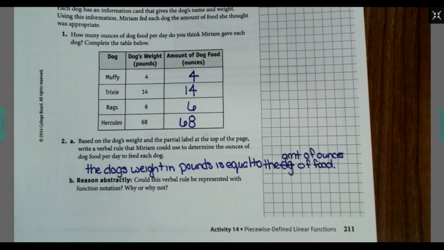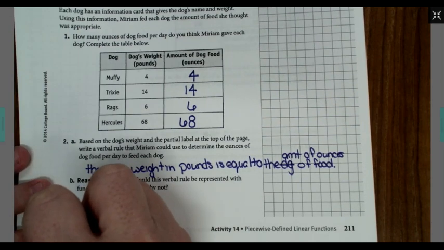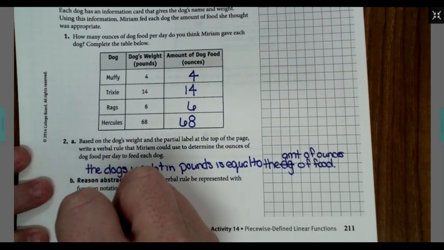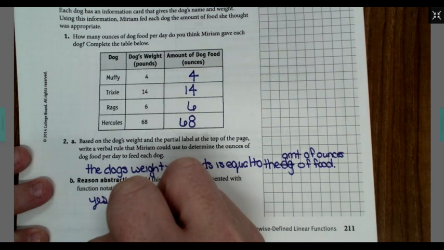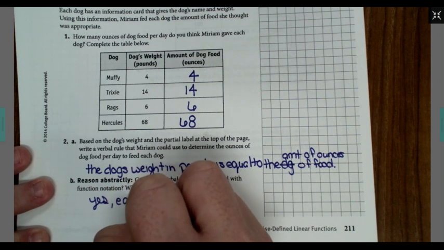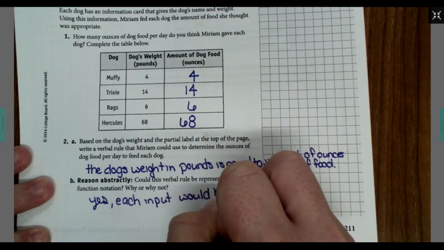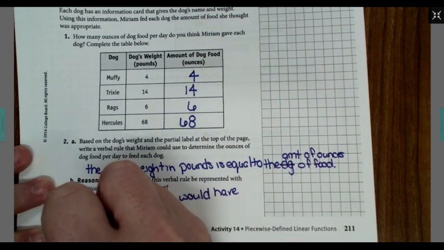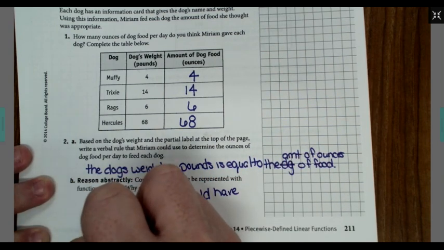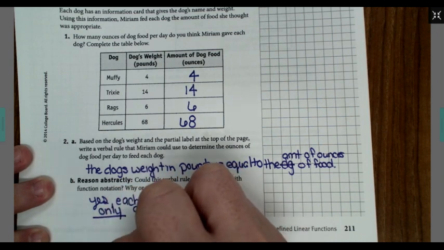Could this verbal rule be represented with function notation? Why or why not? Now remember, function notation means we have one input for every output. Yes, each input would have only one output.